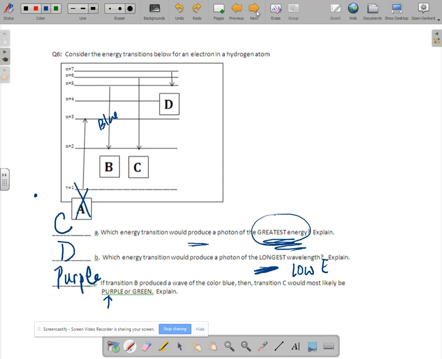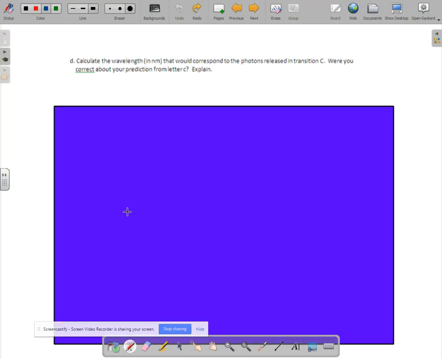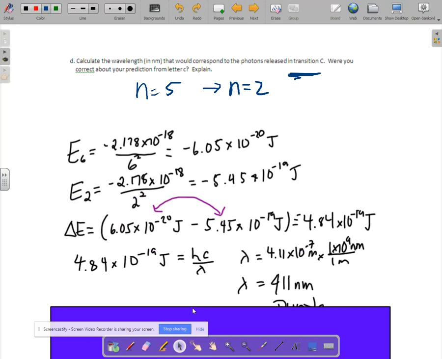All right, and then, like I said, I promised you guys a little math. As always, I would suggest that you work through this and then check your answers. So pause, work through it, come back. This time we are going from transition C, which is going from n equals 6 down to n equals 2. You can calculate the energy of that electron in the 6th energy level by using Rydberg's formula, and then you can do the same thing for the 2nd, and you can just subtract those.